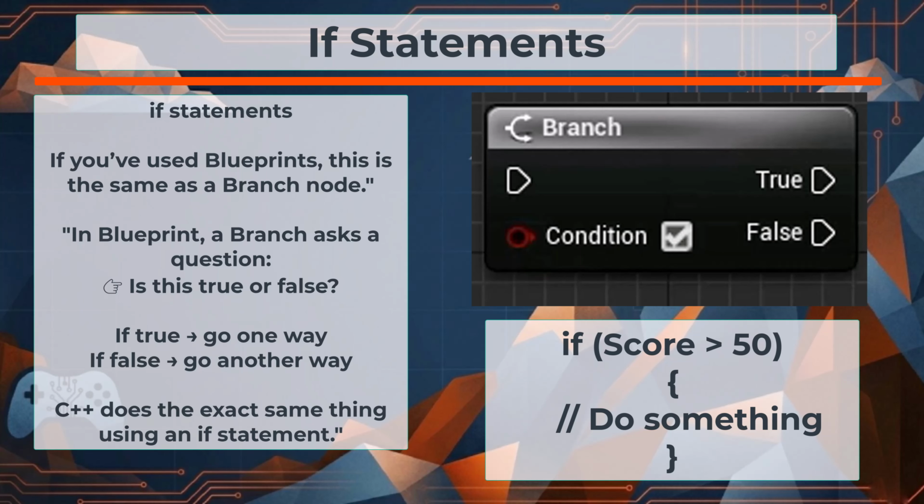If you use blueprints, this is the same as the branch node. Remember we held B and left clicked to bring it up? In blueprints, a branch asks a question. Is whatever is coming or being fed in true or false? If it's true, we want to go one way. If it's false, we would go another way. In C++, this does the exact same thing using something called an if statement.